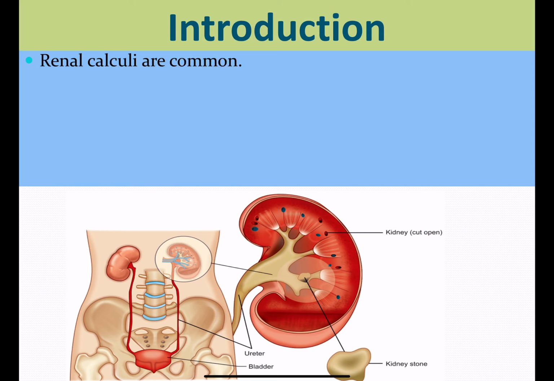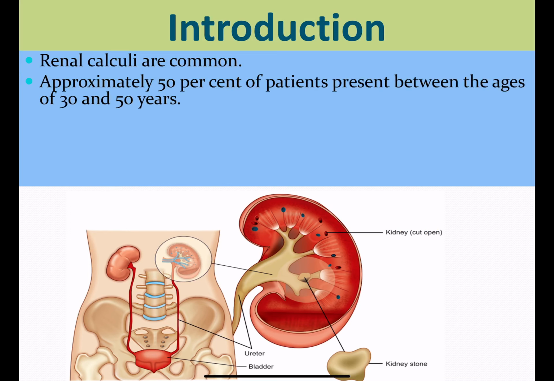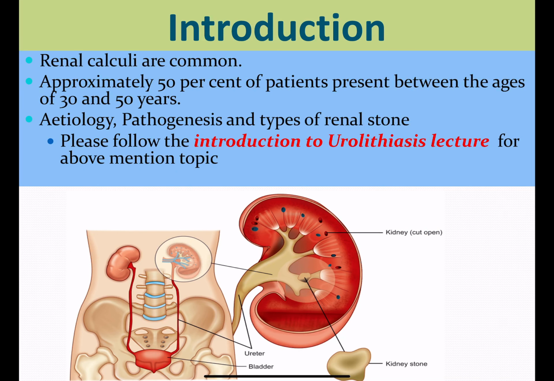So kidney is the most common site of stone formation, as we know that, and the common age group is around 30 to 50 years. And I've already told you regarding etiology, pathogenesis, and types of renal stone, please refer to my introduction to urolithiasis lecture. Okay.